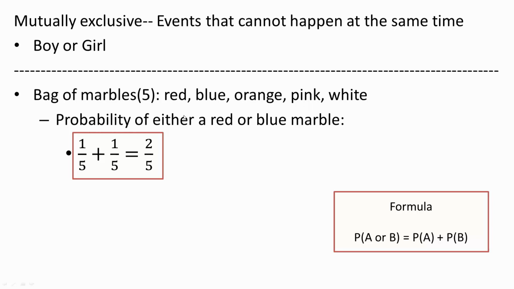We have 5 marbles: red, blue, orange, pink, and white. Probability of either a red or a blue marble. The probability of just being a red marble is 1 out of 5, and the probability of being a blue marble is also 1 out of 5. So 1 out of 5 plus 1 out of 5 is equal to 2/5. So the formula for mutually exclusive for either-or problems will be P(A or B) is equal to P(A) plus P(B). So probability of being a red marble plus probability of being a blue marble.